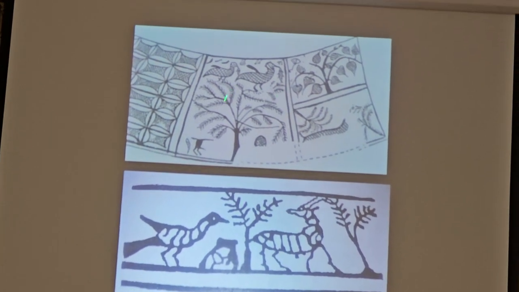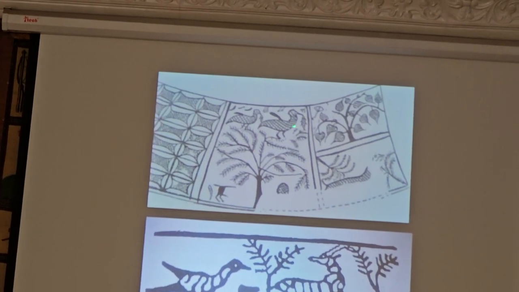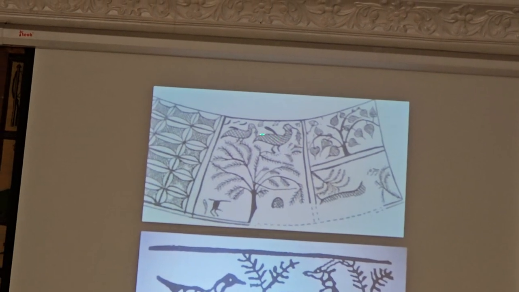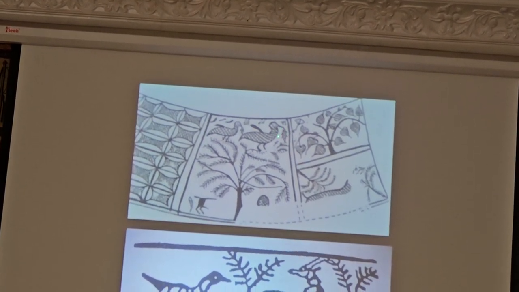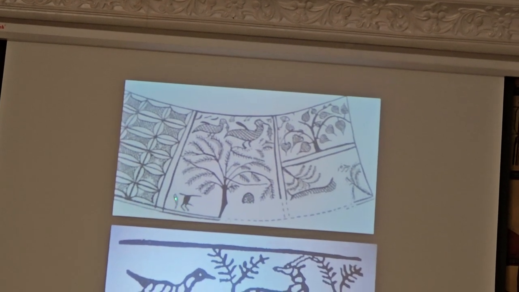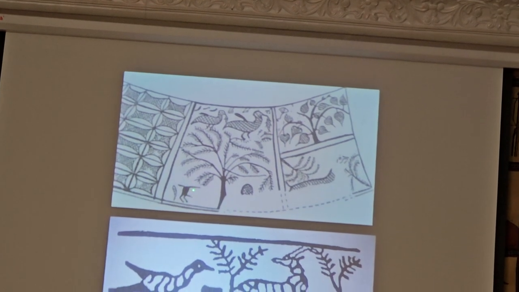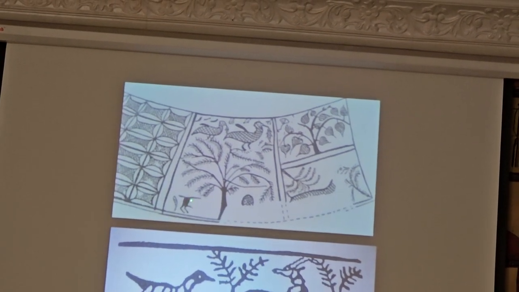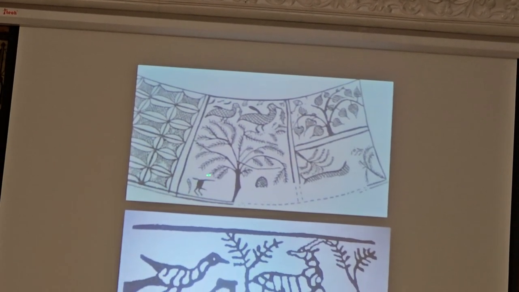Acha, if you look at this one, right? So this is a tree. On top of the tree there are two birds, and the birds are having fish in their beaks, right? And some of the fish have fallen over here, right? And here is an animal. The animal is not clear, but it appears to be an animal. So again, it is a folk story.